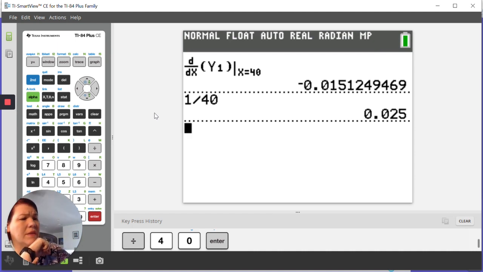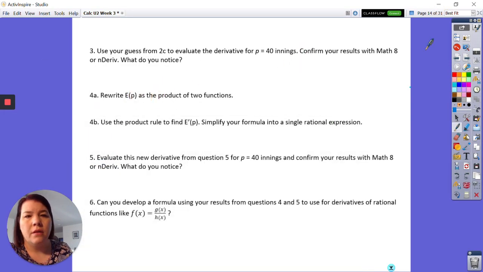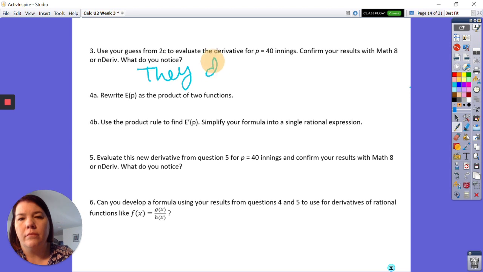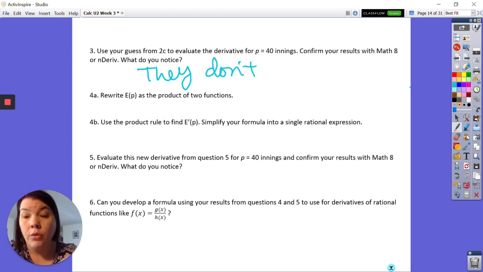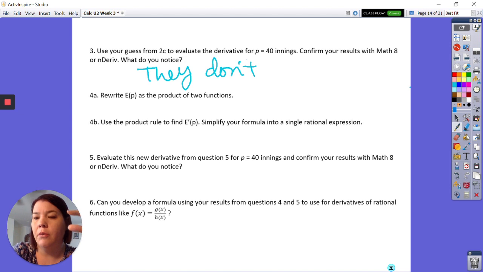These are pretty far apart. They're both decimals, but the top one is negative and the bottom one was positive. Those don't seem really close together, so my guess is clearly wrong. They are different. Maybe you were really lucky and your derivative matches perfectly, and good for you, but mine didn't work. So let's rewrite E of P as a product of two functions.